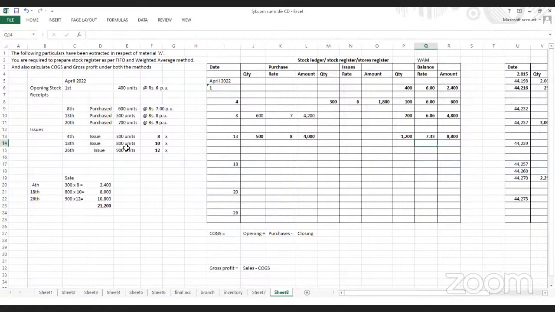Next date is after 13th, 18th. On 18th, we have issued 800 units. Okay, so I'll go to issue. In quantity, I'll write 800 units. See, I'm not maintaining separate records. Out of the total quantity of units, I have to issue these 800 units. Rate, I'll take the latest one, 7.33.